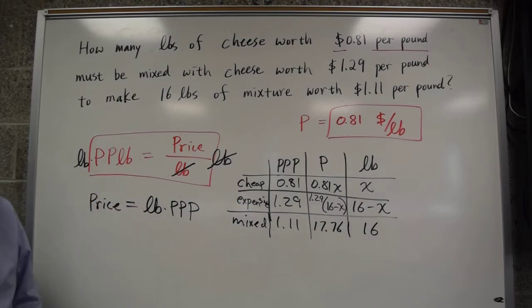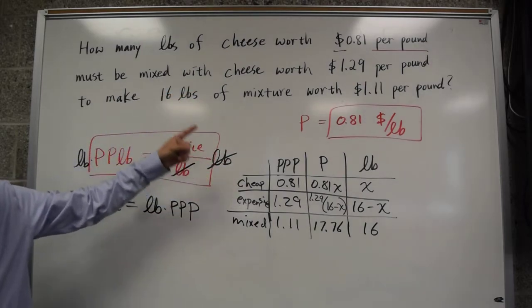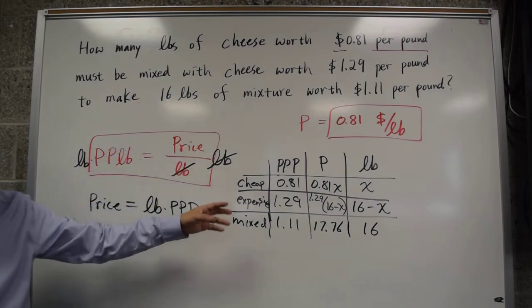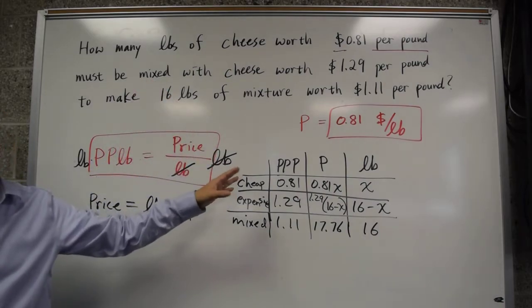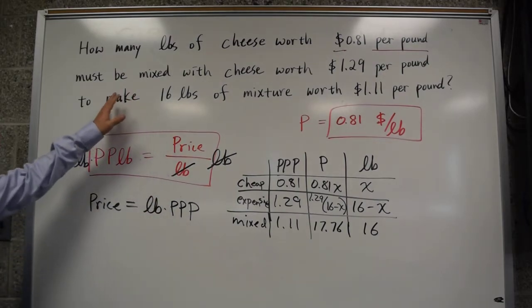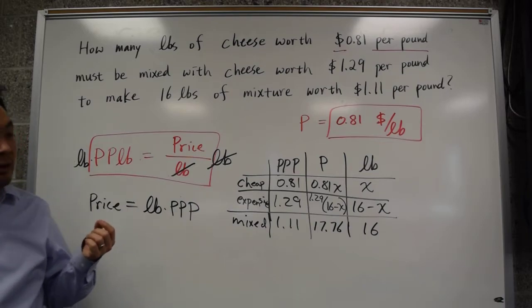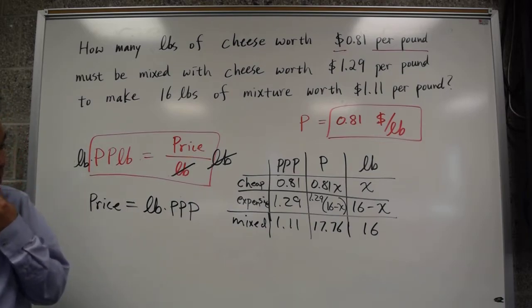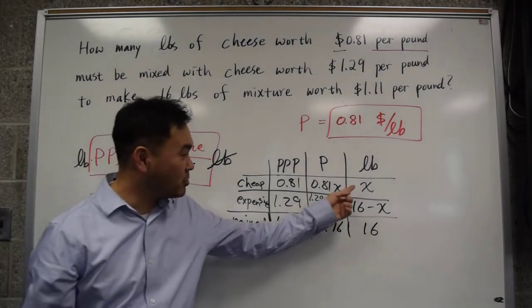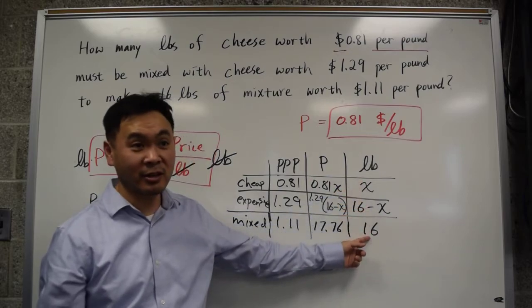The first thing that you should look for is whether there is any number we didn't make use of. Well, I see 0.81 here, I see 1.29, I see 16, I see 1.11. All the numbers given in the question were used. If you don't see any extra stuff in the question, then the next question you should be asking is whether there is anything that is equal. So you have some cheap stuff, you have some expensive stuff, you add the pounds and you get 16, right? So that's good.